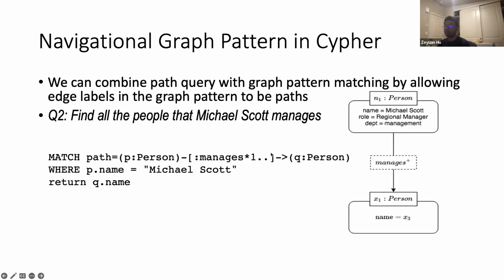To write such queries, we can write something like this. We have p Person, which is fixed, and p.name is Michael Scott. So that node is fixed, and we want it to go through multiple hops to another node, q Person, where q is some variable we don't know. To specify multiple hops, we can just write the label manages and then a star, meaning the previous label manages can appear one or more times. One or more times is like 1 dot dot. Later on, we'll see how we can specify zero or more times.